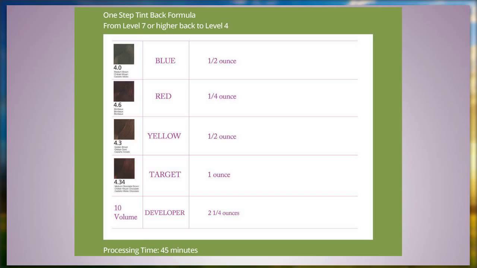So does anybody have any questions so far just on this tint back formula? Type in a 2 if you don't have a question.